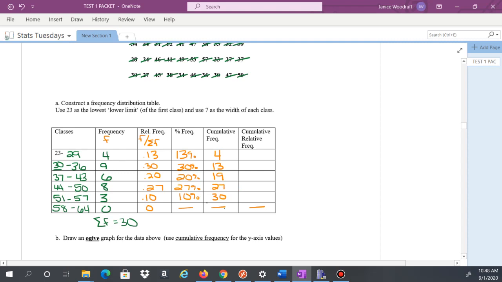And then cumulative relative frequency, you're adding this column as you go. So you would start with a 0.13. And then you're going to add 0.3, so that's going to be a 0.43. Then you're going to add 0.20, which would be a 0.63. Then add 0.27, that should give you 0.90. And then add 0.10, that should give you 1.00. Okay, so you want your percentage frequency and your cumulative relative frequency columns to add to 1.